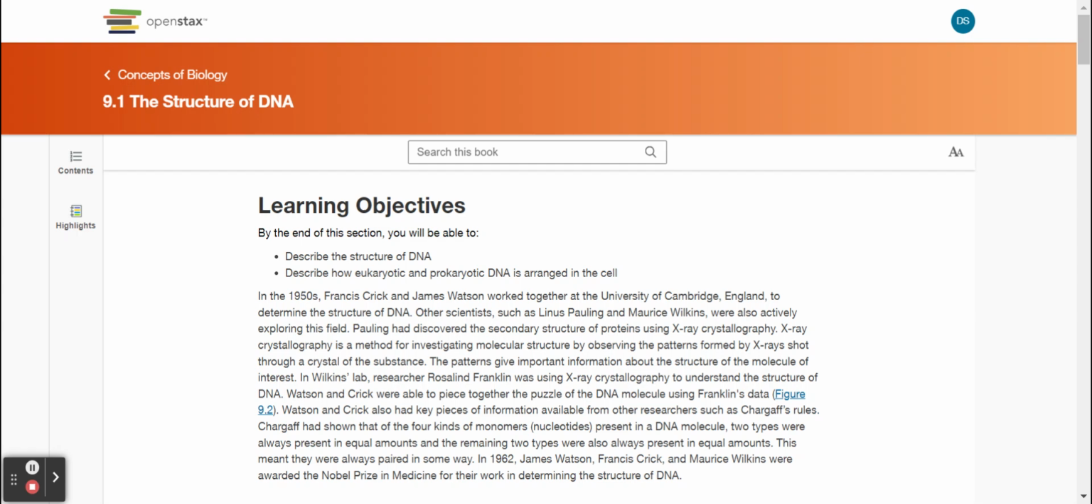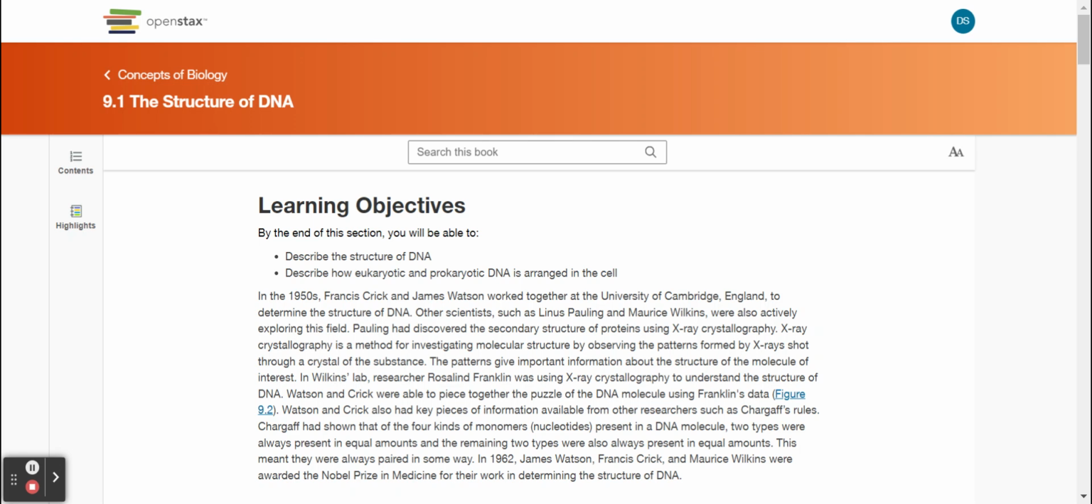In the 1950s, Francis Crick and James Watson worked together at the University of Cambridge, England, to determine the structure of DNA. Other scientists, such as Linus Pauling and Maurice Wilkins, were also actively exploring this field. Pauling had discovered the secondary structure of proteins using X-ray crystallography.